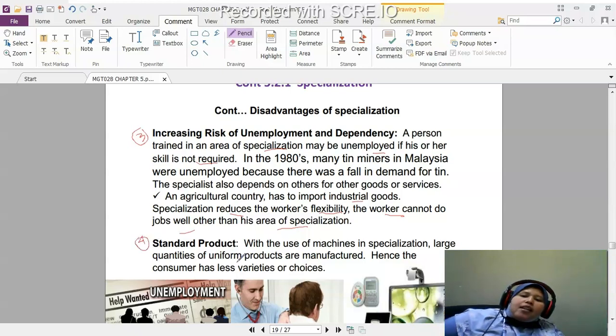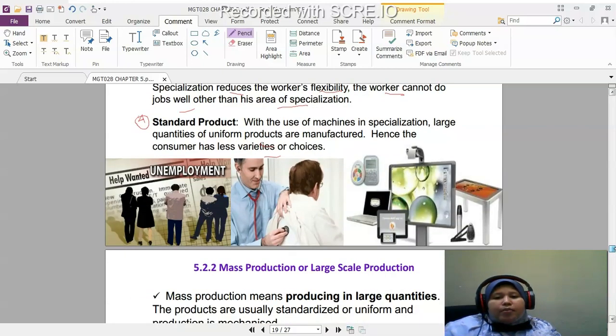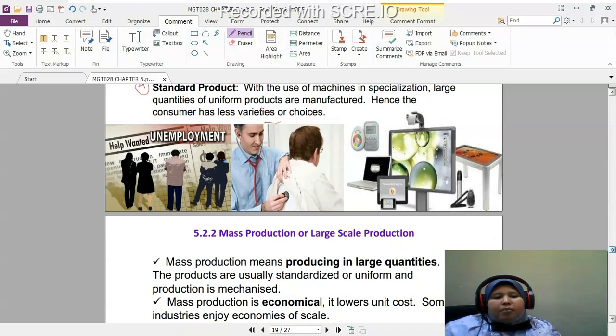Dan yang keempat, standard product. With the use of machine in specialization, large quantities of uniform products are manufactured. Hence, the consumer has less variety of choices. So, semua barang semua sama je lebih kurang, right? So, tak ada pilihan.